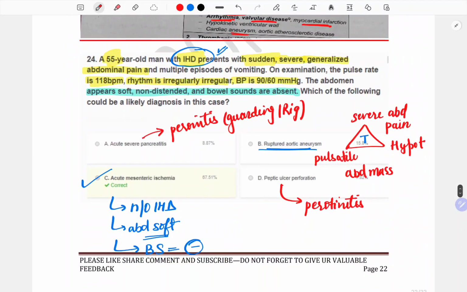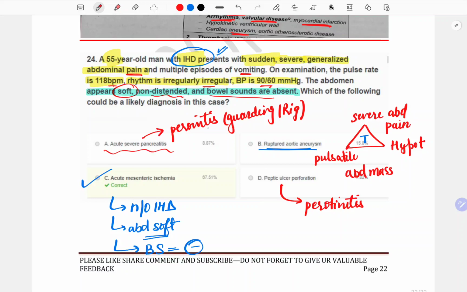Next, a 55-year-old male with ischemic heart disease presents with sudden severe generalized abdominal pain, episodes of vomiting. On examination, pulse was high and rhythm was irregular and BP was low. The abdomen appeared soft, non-distended, and the bowel sounds were absent. Which of the following is the diagnosis? Now, this question could be solved by exclusion.